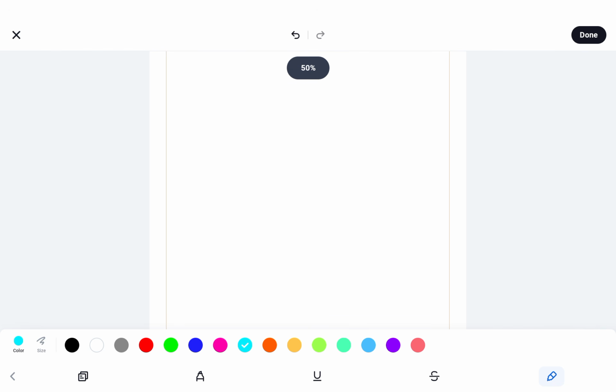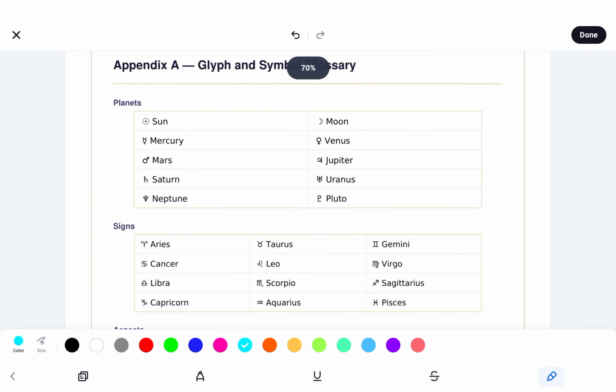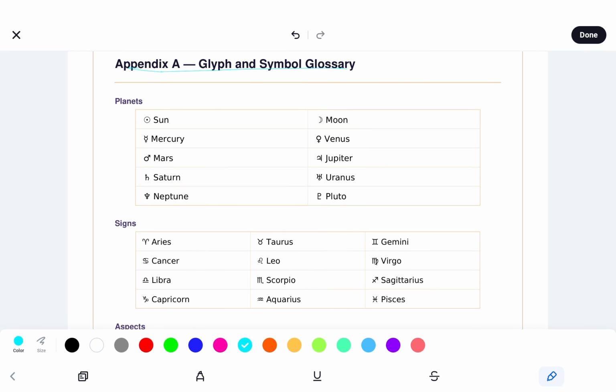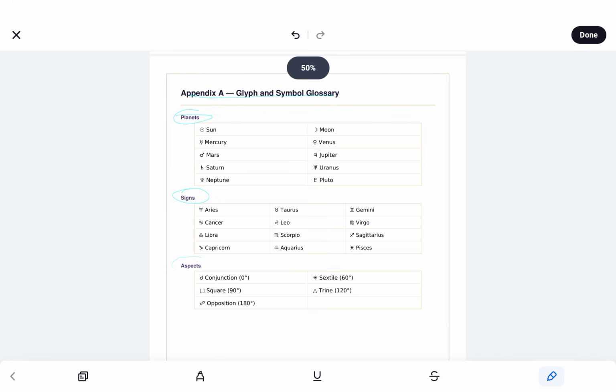And now appendices for reference. We're going to go over Appendix A first, with glyphs and a simple glossary. We see, of course, our planets, and of course our signs, as well as aspects.